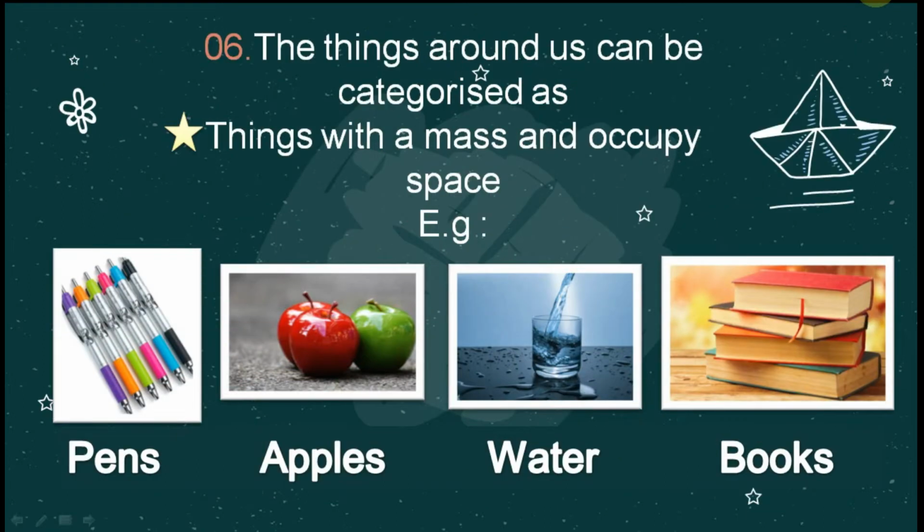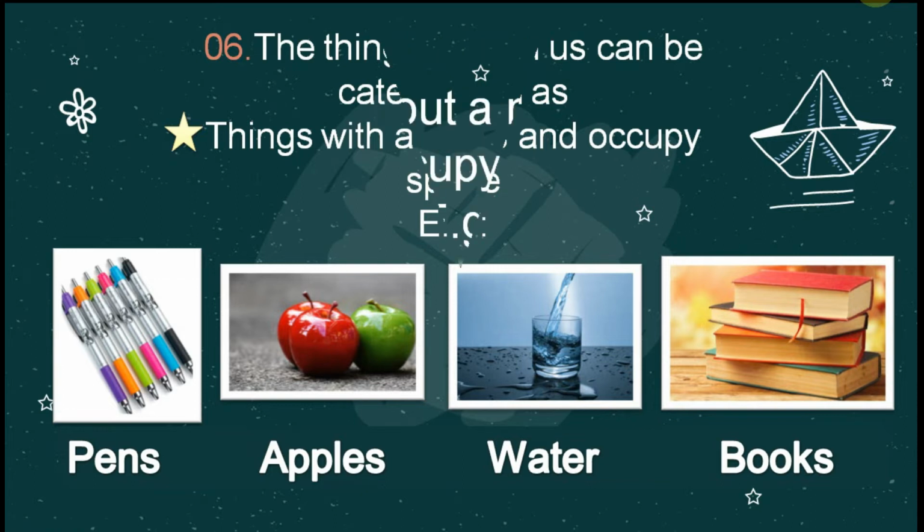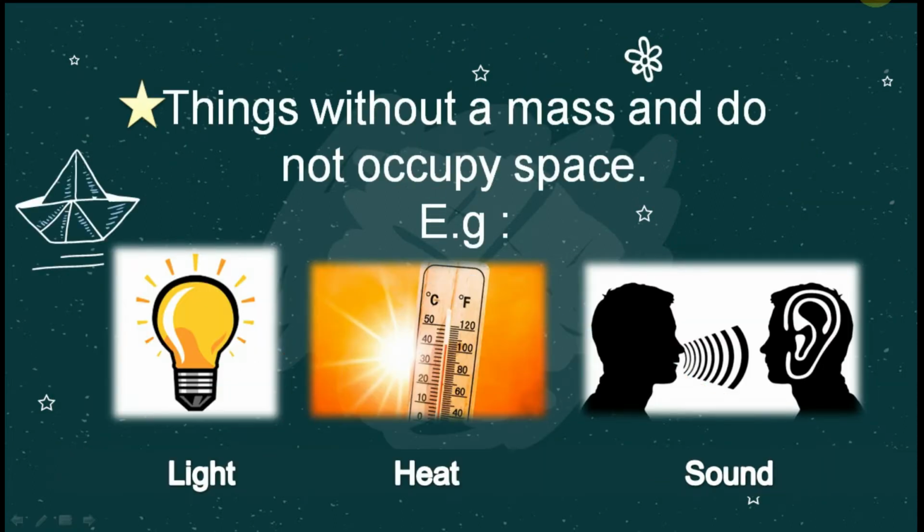Number 6. The things around us can be categorized as things with a mass and occupy space. Example: pens, as you can see in the picture, apples, water, books. Next one: things without a mass and do not occupy space. Example, as you can see in the picture, light, heat, sound.